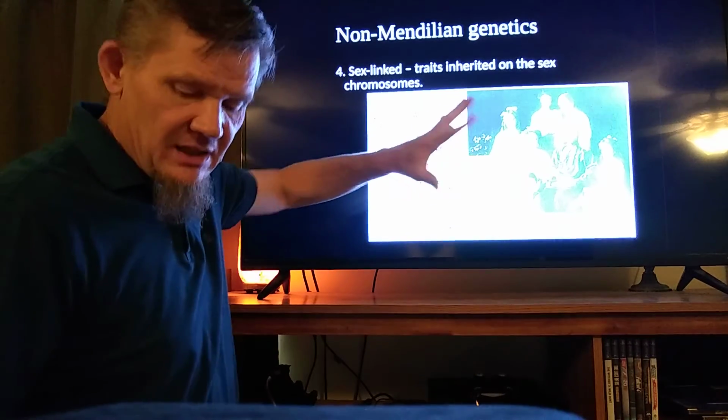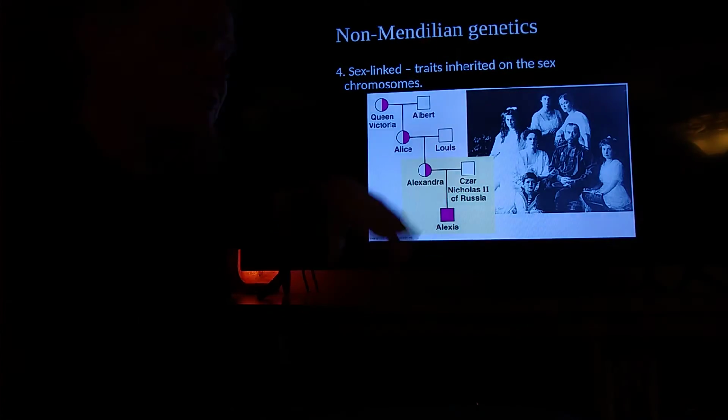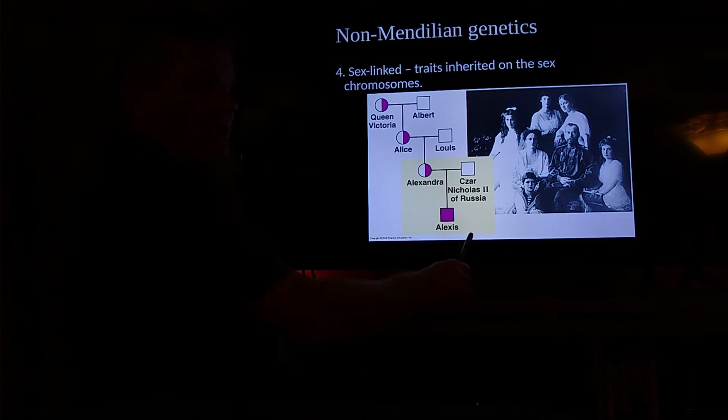Sex-linked trait means this particular trait is inherited on the X chromosome. This is specifically showing hemophilia. Hemophilia is also a sex-linked trait. It means people that don't make proper clotting agents, and so when they get cut, they bleed a lot.